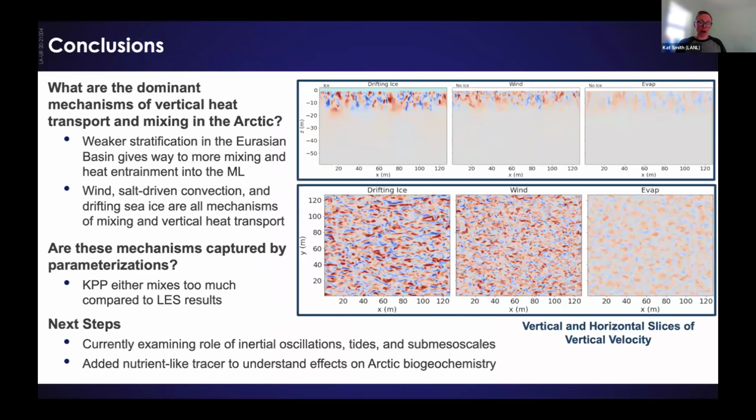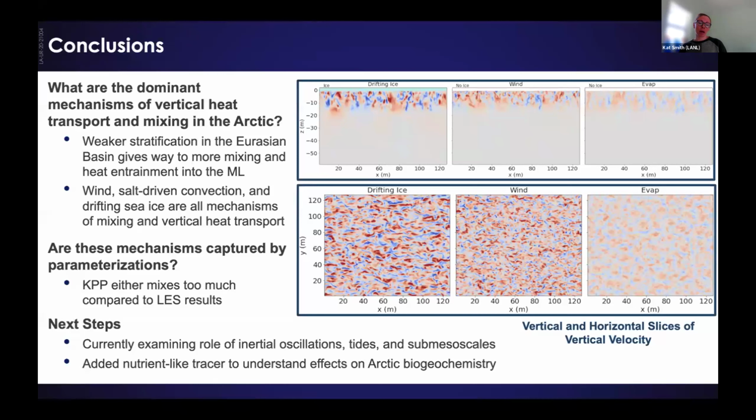Okay, so I'll wrap that up with conclusions. What are the dominant mechanisms of vertical heat transport and mixing in the Arctic? Well, we see that the weaker stratification in the Eurasian Basin gives way to a lot more mixing and heat entrainment into the mixed layer. And we see that wind, salt-driven convection, and drifting of sea ice are all dominant mechanisms of mixing and vertical heat transport in the Arctic across both basins, although the magnitude of that mixing is different between the two cases.